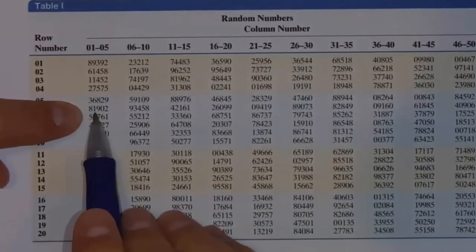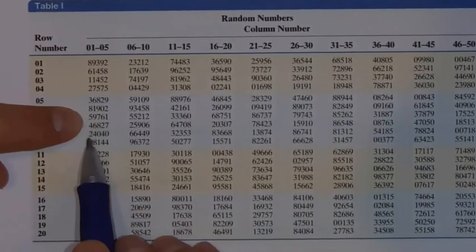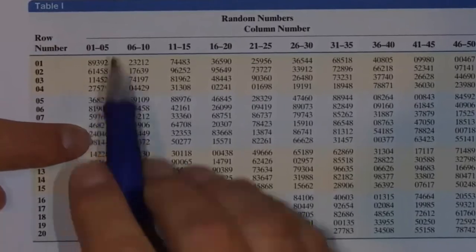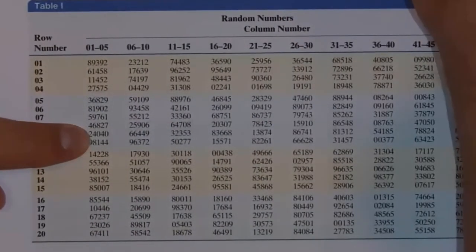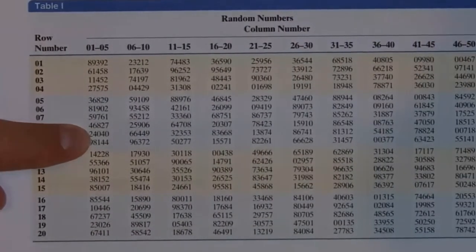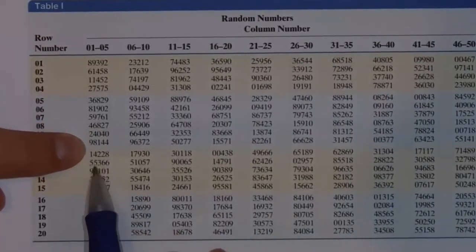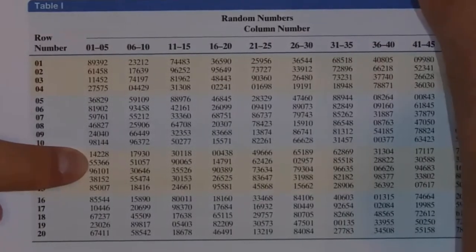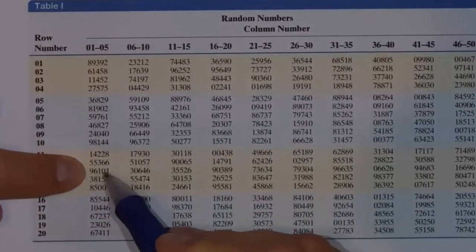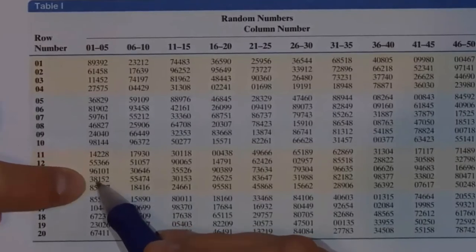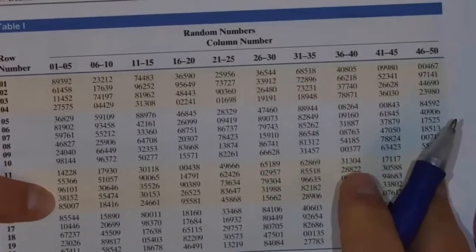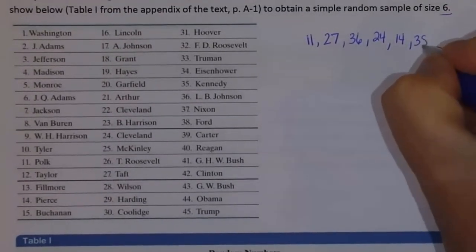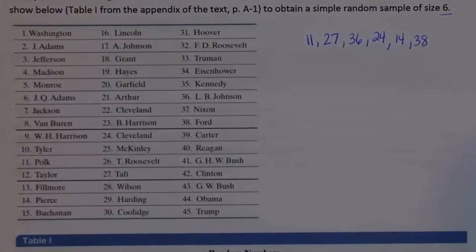Next is 81, which I have to skip. Next is 59, which I have to skip. 46, I have to skip. 24 is Cleveland. So Cleveland is my 4th individual. 98, we skip. 14, Pierce. He's our 5th. 55, we skip. 96, we skip. 38 is Ford. So Ford would be our last president in our sample of 6.